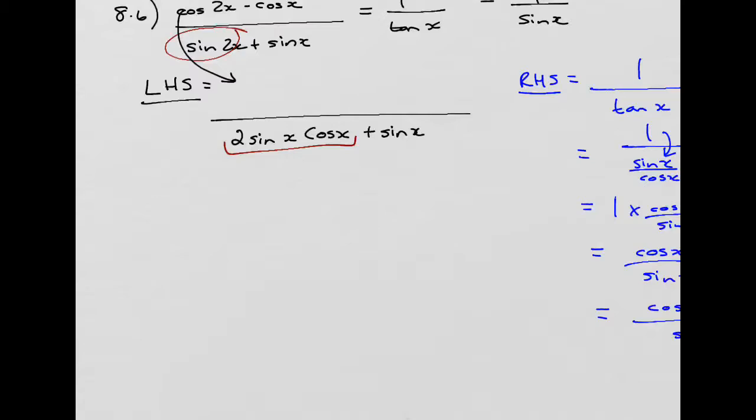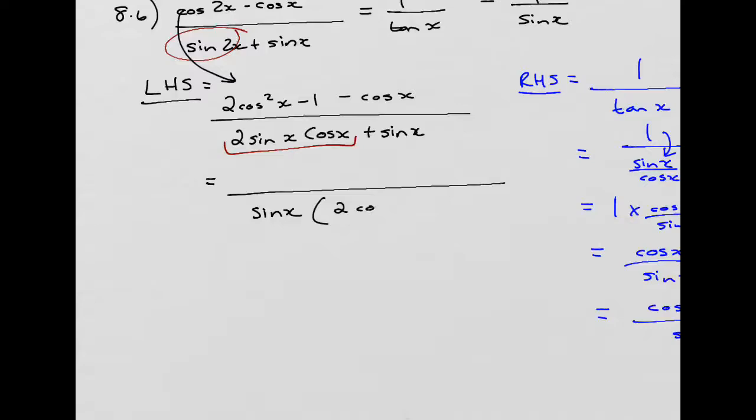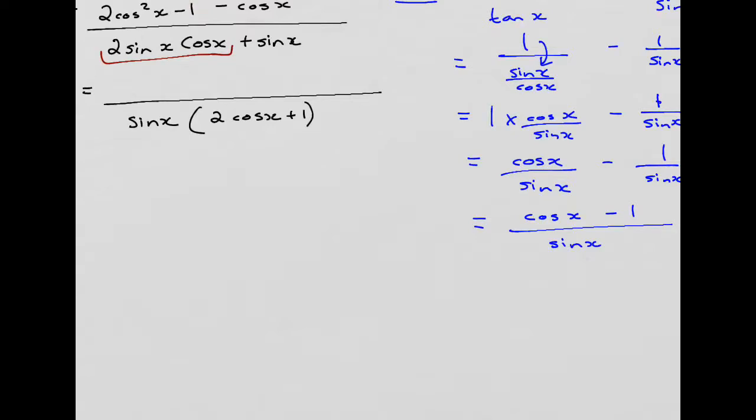So when I have 2 cos squared x minus 1, that replaces the cos 2x, then minus cos x. So let's look at the denominator here now as well. Can you see that I have a common sine x? So I have 2 cos x plus 1. And look at my right hand side that I've built. My denominator here is sine x. I've got the sine x on my left hand side, so which means I should be able to get rid of that bracket at the bottom.